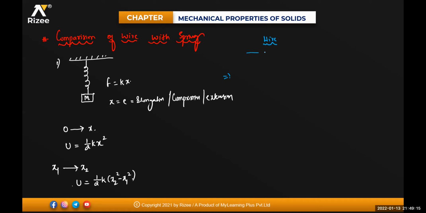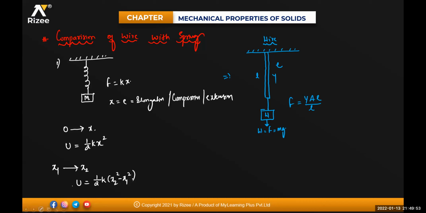For your wire, same situation. We have a wire right now. This is your wire instead of a spring, and to this one we are applying a certain weight, isn't it? That weight is nothing but force. That is equal to M into G. This is a wire of length L, Young's modulus Y, elongation E. So the force will be equal to F is equal to YA into elongation divided by L, isn't it?